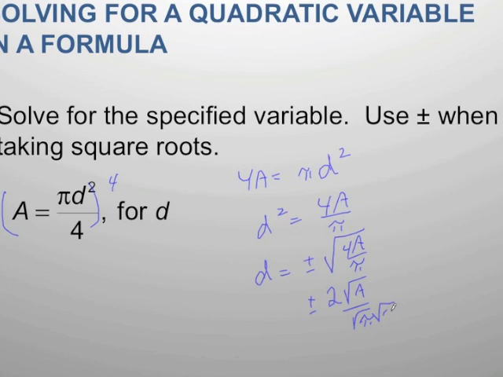I'll need to rationalize that denominator by multiplying by the square root of pi, and I'll find out that d equals plus or minus 2 times the square root of a pi all over pi.